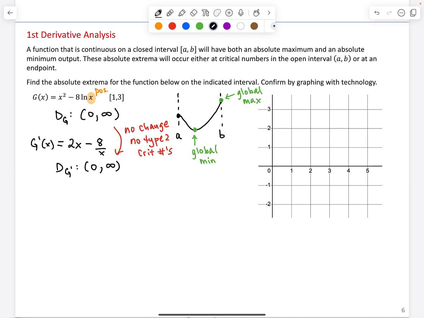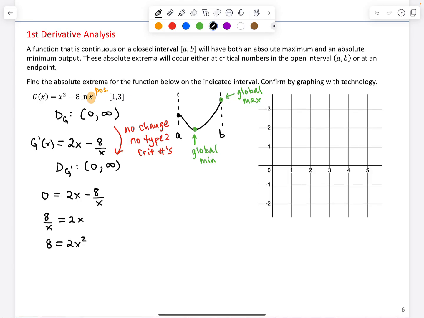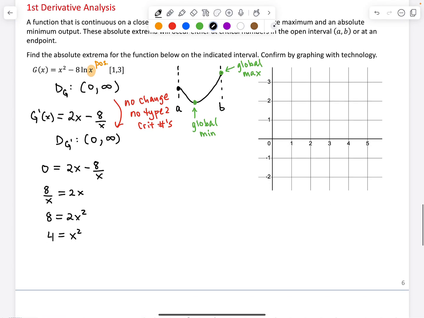So now let's set G prime equal to 0 and solve for x. We add the fraction over to the other side, multiply both sides by x, giving me 2x squared on the right side, divide both sides by 2, and then take a square root. Now normally I would say plus or minus 2, but our domain is only positive numbers, so the only answer here that matters is the positive answer 2.